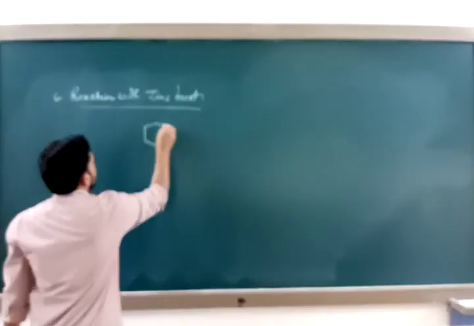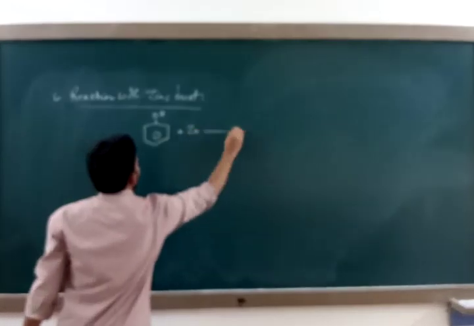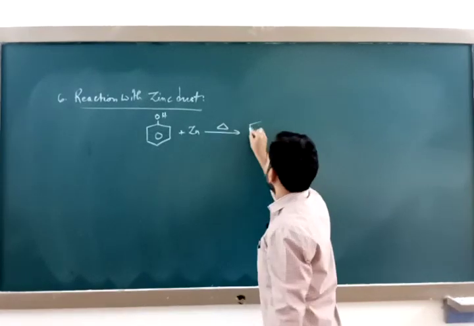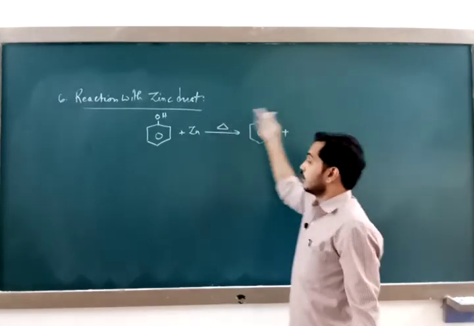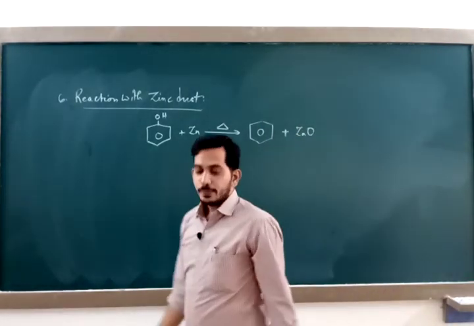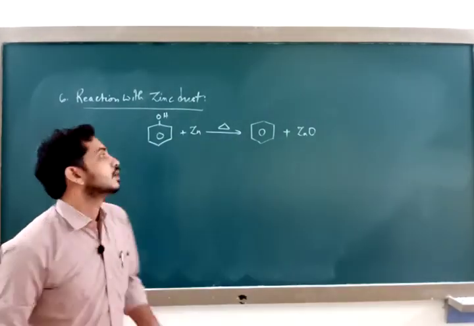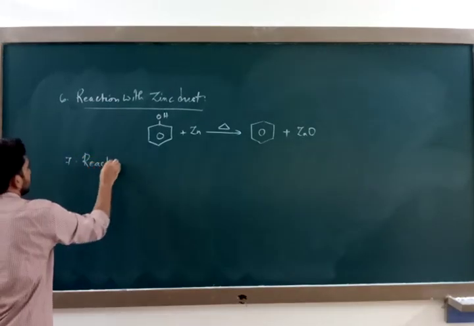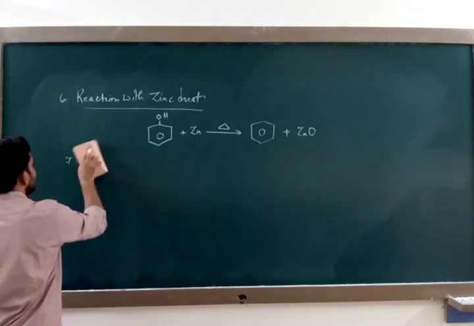So whenever phenol is reacted or heated with zinc metal dust, you will get benzene, and this OH group is gone as zinc oxide. So whenever phenol is heated with zinc metal dust, benzene is obtained. The last chemical property is reaction with oxygen. In other words, simply write oxidation.